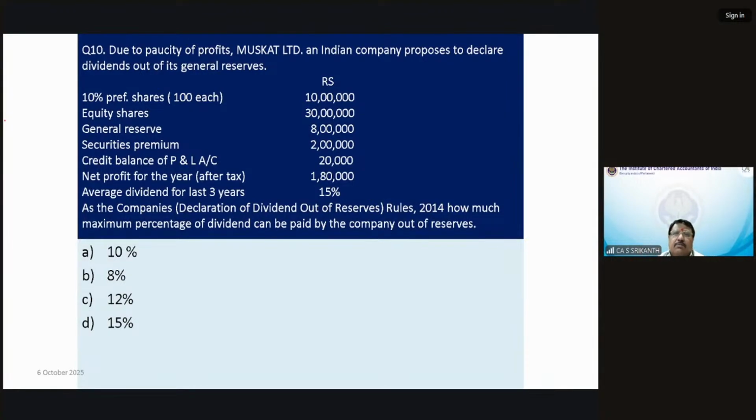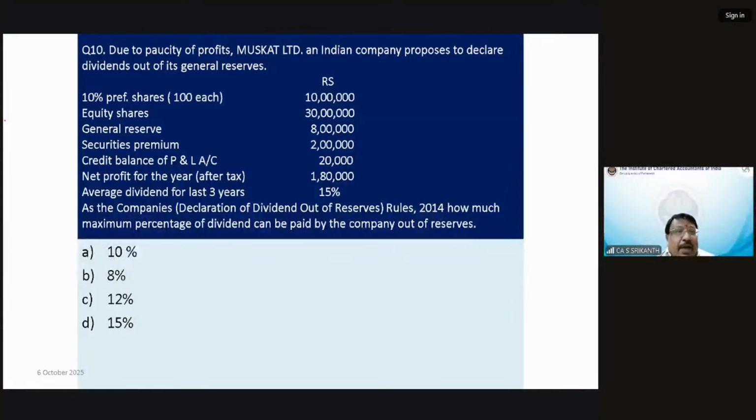Paucity of profits. An Indian company proposes to declare dividend out of its general reserves. Free reserves, you have to first find out. See here, 10% preference shares are there, equity also, general reserve. Securities premium, can I use it for declaring dividend? No. Securities premium can be used only for 5 purposes, which does not include declaration of a dividend. You can issue bonus shares or buyback, but not declare a dividend.